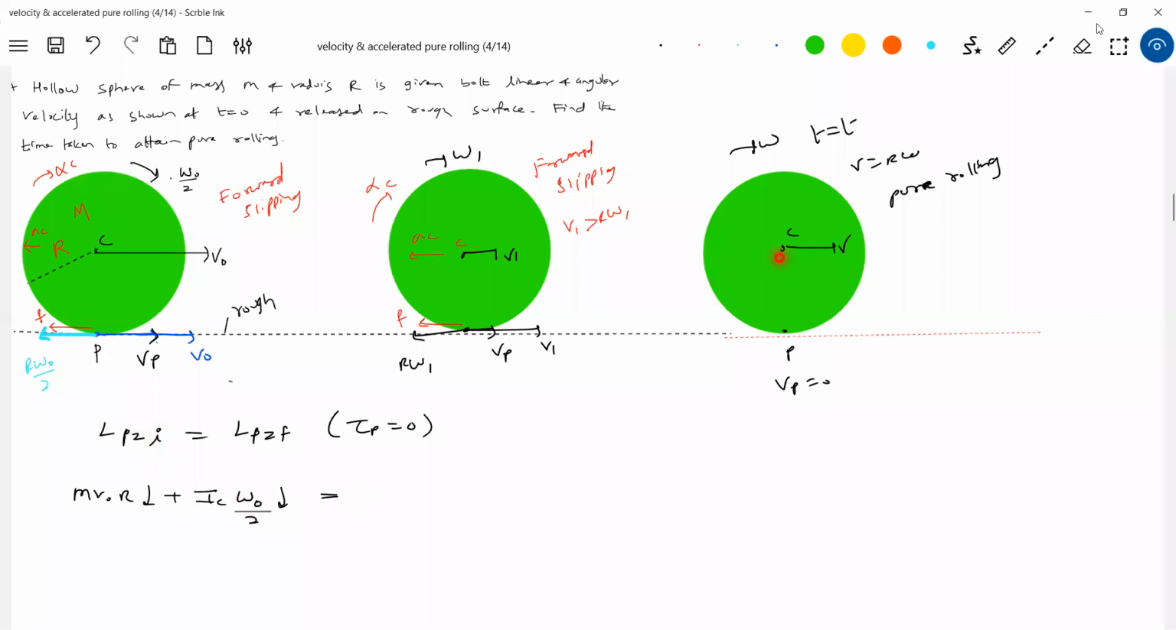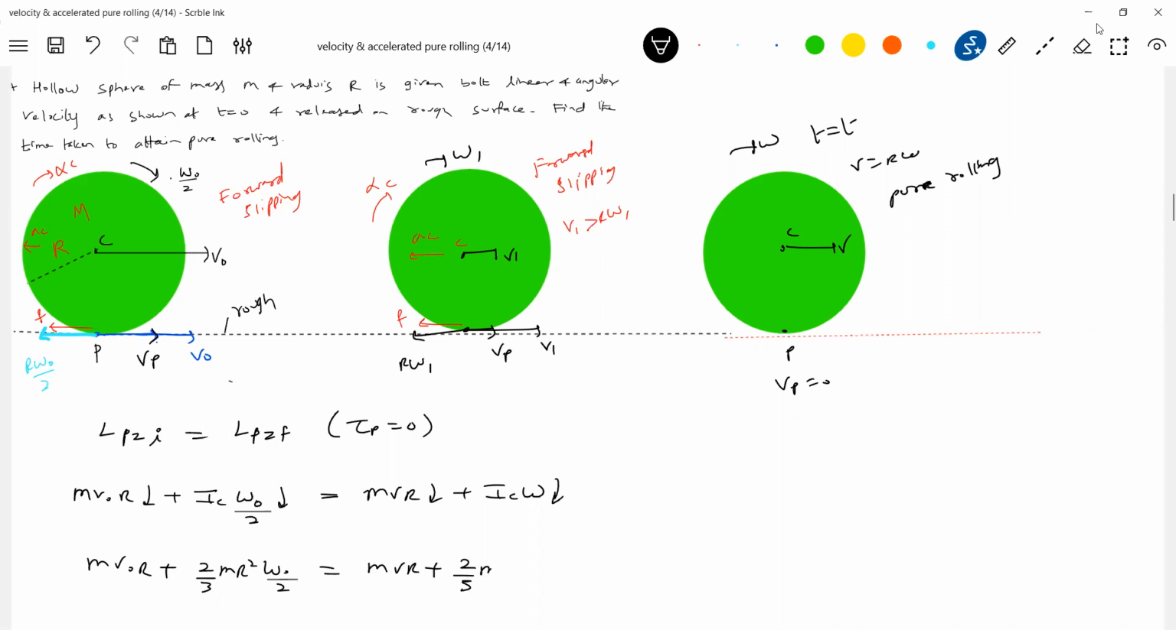And now come for this, finally. Angular momentum due to translated motion of center of mass is MVR. Again, see, not IP omega, IC omega. So let's substitute all the values. V naught R. This is what? 2 by 5 mr square. Sir, it's 2 by 3, sir. Yeah, for the sphere, 2 by 3 mr square omega naught by 2 equal to MVR. This will be 2 by 5 mr square.